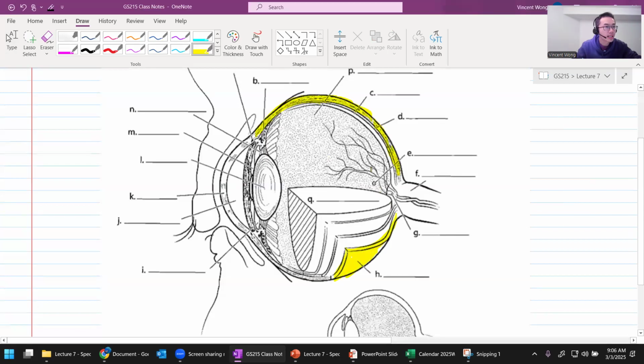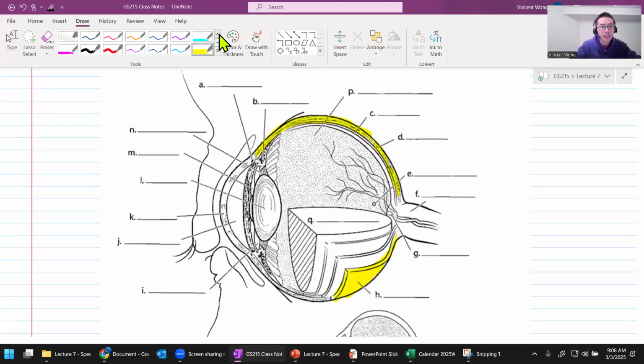There's a question, are diagrams included in the quiz or test? Yeah, there could be diagrams. Yeah, but most of the diagrams will be in the lab quizzes. Okay, but there could be diagrams in the tests and the quizzes as well. So this here is called the sclera.